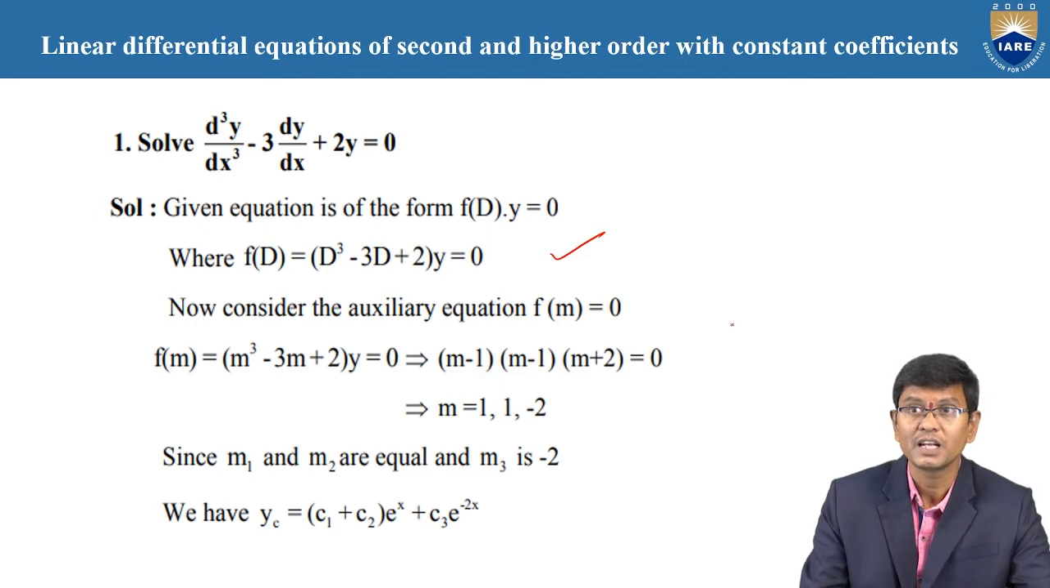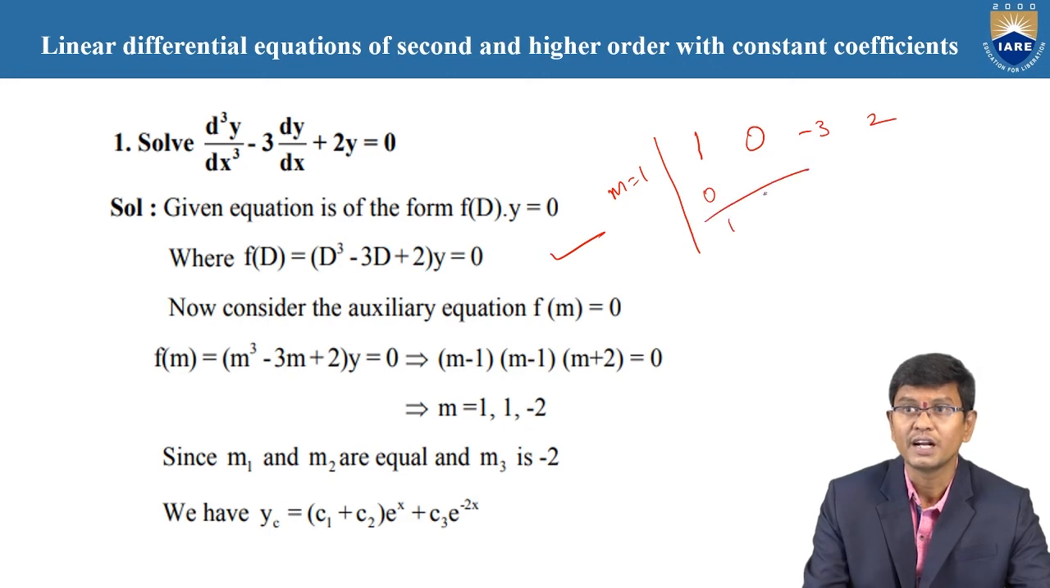For example, to check whether it is satisfied or not, observe that the m^3 coefficient is 1, the m^2 coefficient is 0, the m coefficient is -3, and the constant is 2. Therefore, using synthetic division with m = 1: 0 and 1, then 1, 1, then 1, -2, therefore -2, and the remainder is 0. That means one of the roots is m = 1.